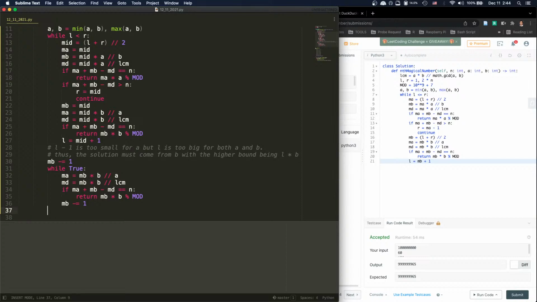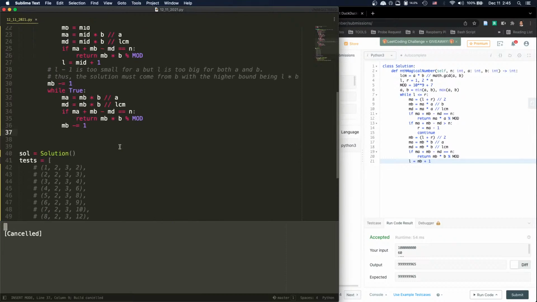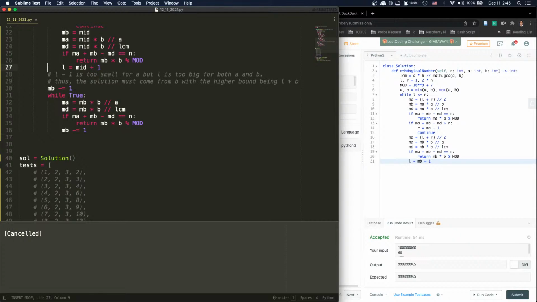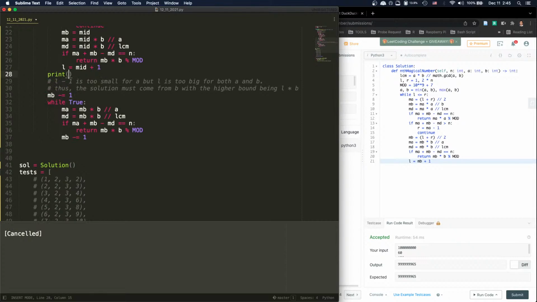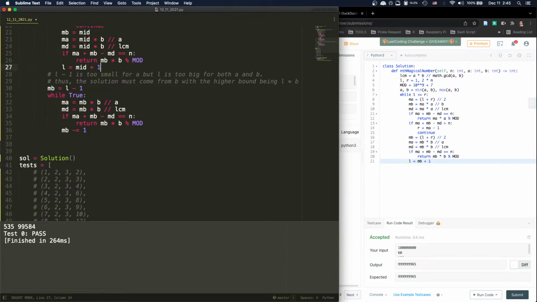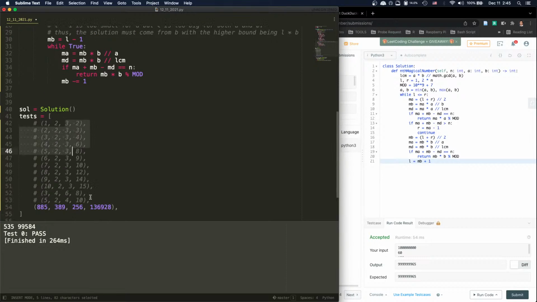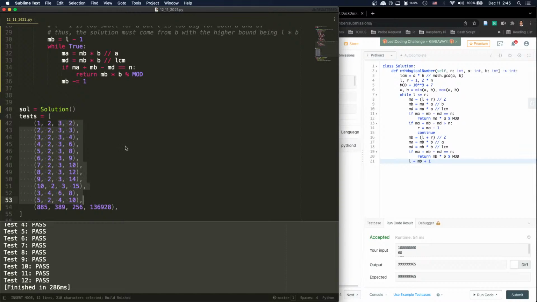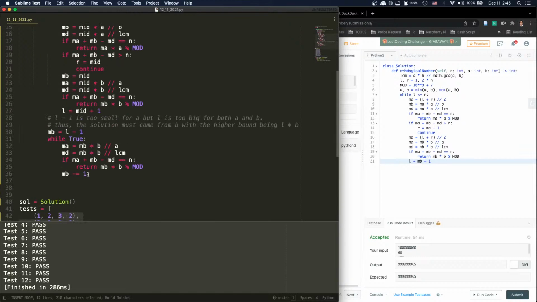Ooh, that is not right. What are you saying? LCM. Oh, MB will equal to L minus 1. There we go. That is the trick. And of course, everybody else, we don't have to use it. This is the only thing that we need to use.